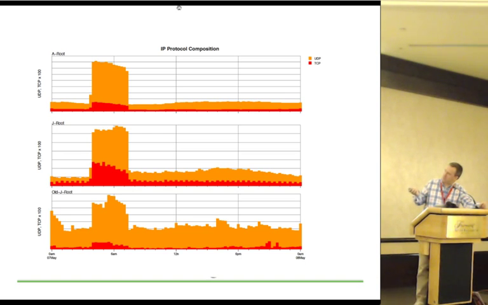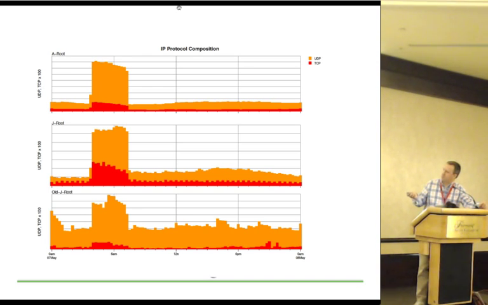Here the colors represent IP protocols. So red is TCP and orange is UDP. And you can clearly see when the attack happens, and the attack was received over both TCP and UDP, which is maybe a little bit strange.